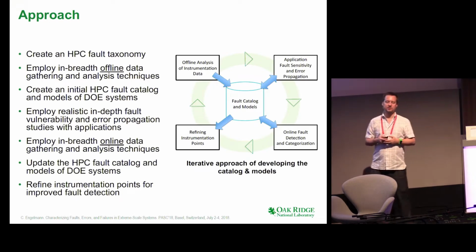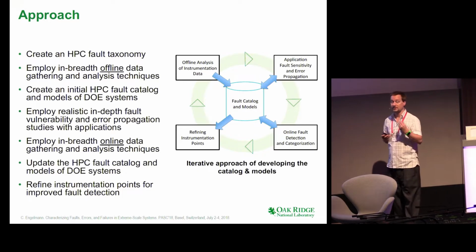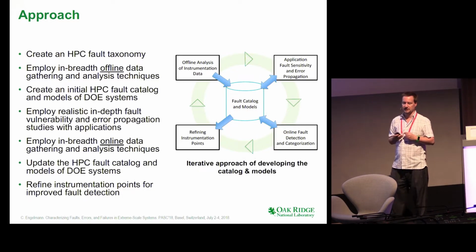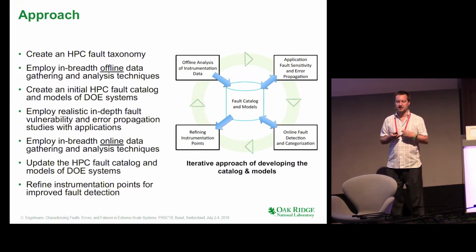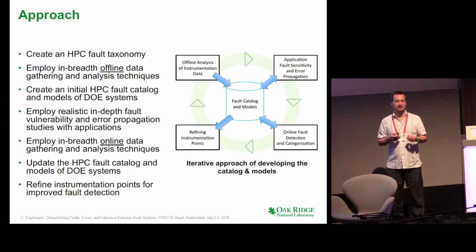So the way this project works is actually, initially we started working on sort of offline analysis, looking at the data that we're getting from the systems, analyzing the data, categorizing the data, creating a fault catalog and models. Then we started looking at application sensitivity studies and error propagation studies, doing application models, and feeding that back into the catalog. Right now, we're in the stage of online fault detection and categorization, where we look at live data from the system and try to identify the health of the system in real time. And all of this is done while refining instrumentation points, while we're trying to figure out what information we actually need from the system, what information we can just throw away.